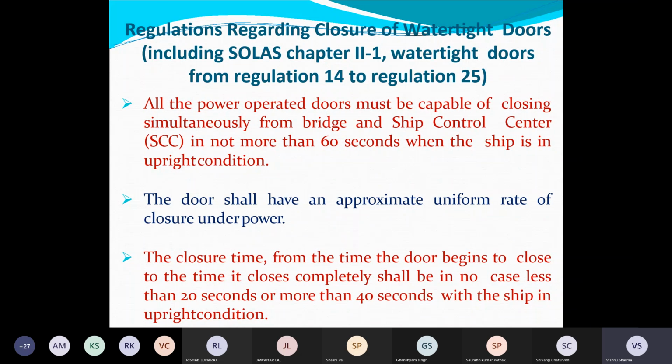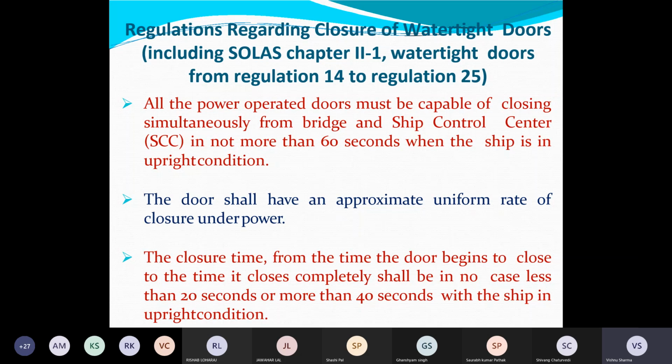The closure time of the door, from the time the door begins to close, not from the time you gave the command, to the time it closes completely shall be in no case less than 20 seconds. So it should not close very fast. This minimum time ensures that it does not just close in a fraction of a second and in one jerk it has just shut down.